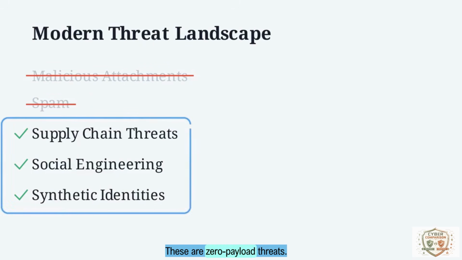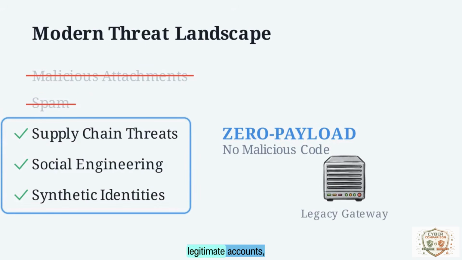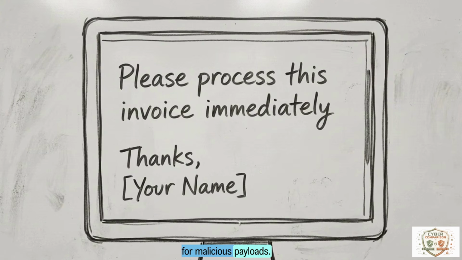These are zero-payload threats. They don't rely on bad links, often coming from compromised legitimate accounts, slipping right past legacy gateways. Defending against these attacks requires a system that actually understands the context and relationship patterns of a conversation, rather than just scanning for malicious payloads.